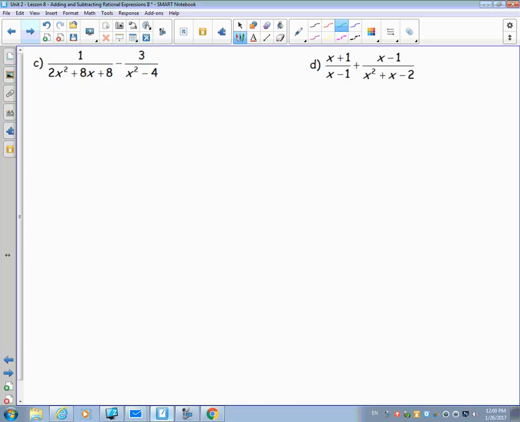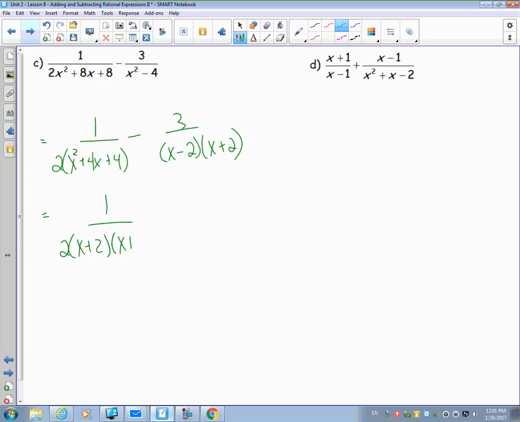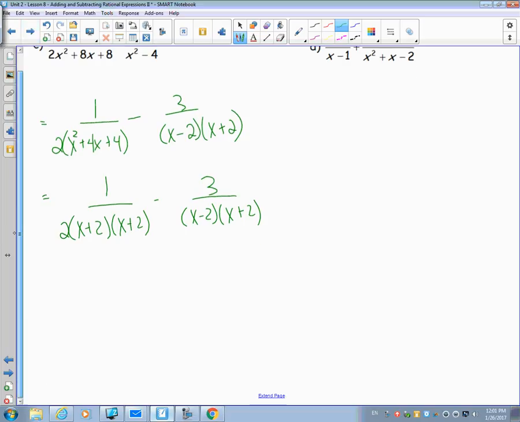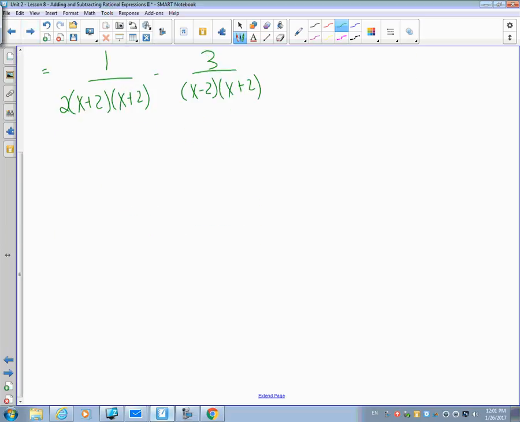The left-hand side, what do I notice about that? I notice it has a common factor. The right-hand side, I notice it has a difference of squares. The left-hand side, I notice there's a simple trinomial. And now I can see all the parts and pieces that make up each of the denominators. I can now create a common denominator. My common denominator is going to involve all the parts and pieces from both.